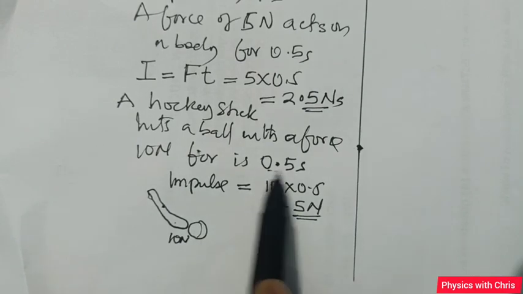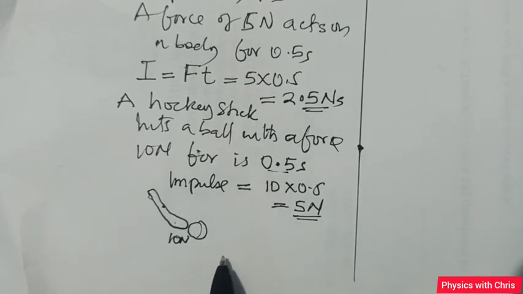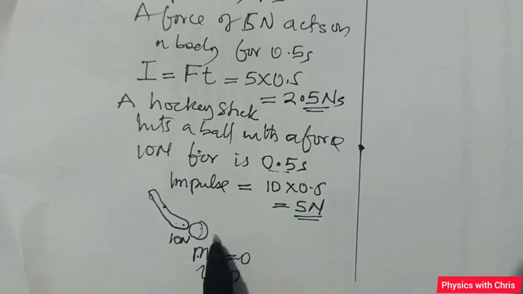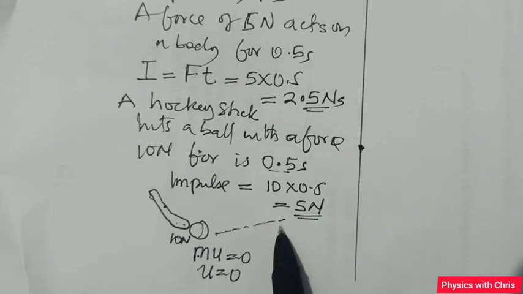Now, this 0.5 is the contact time between the hockey stick and the ball. It will cause the momentum of this ball to change. If initially the ball was at rest, the initial momentum of the ball, which is the mass of the ball multiplied by its initial velocity, will be equal to 0, since the initial velocity of the ball is 0, it's at rest. Now, this ball will move away with a given velocity.